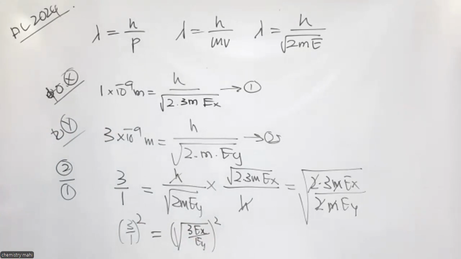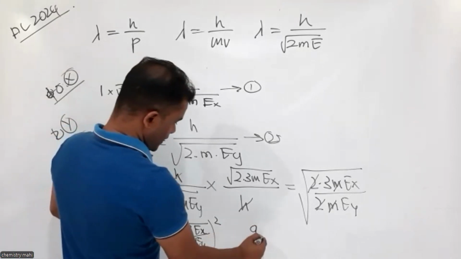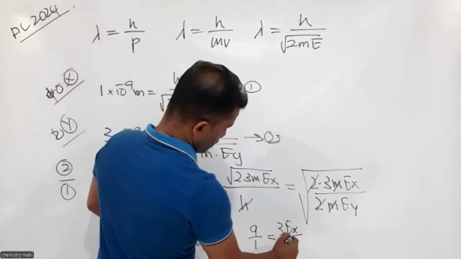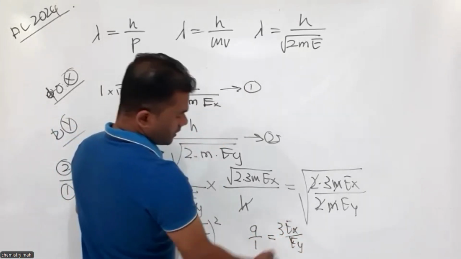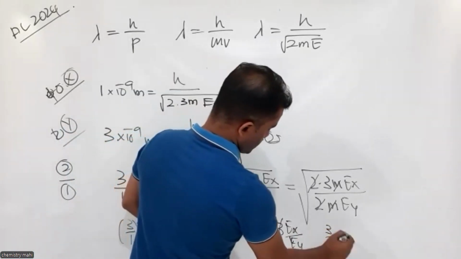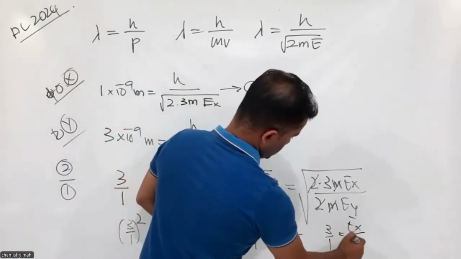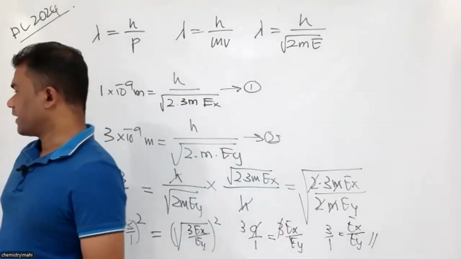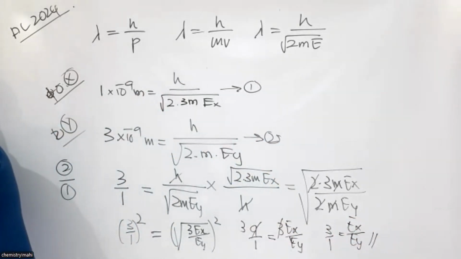Then now you know what to do. In this case, it becomes 9 over 1. But that's equal to 3 times EX over EY. But 3 and 9 again cancel out. Finally, we end up with 3 is to 1. That's EX over EY. 3 is to 1. Where do you find it? It's in the fourth answer.